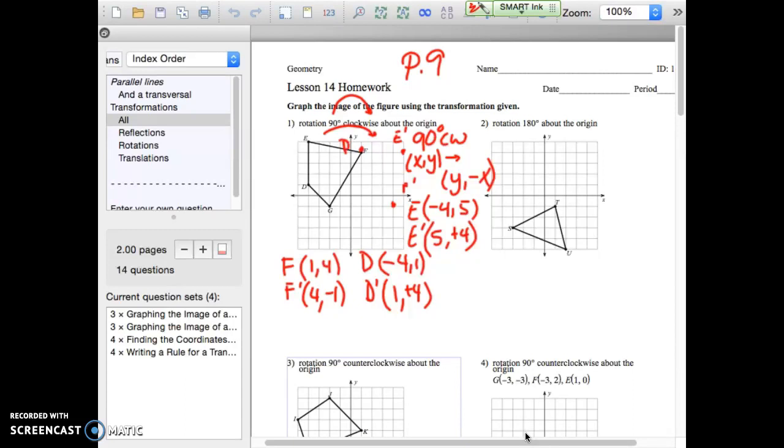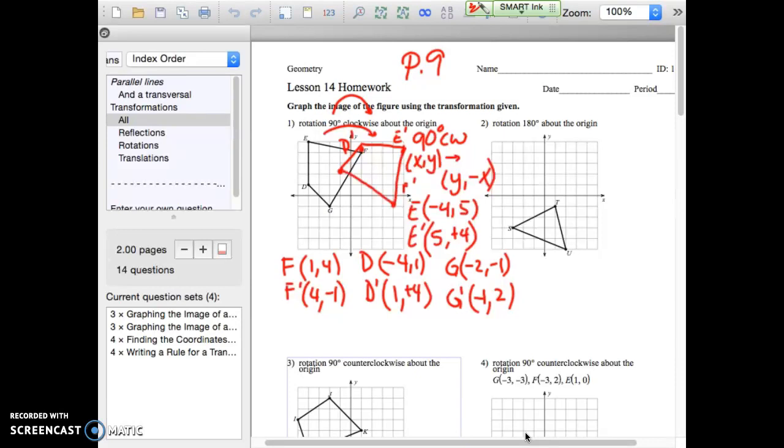This is D prime, and then G, the coordinate G is at (-2, -1). So for G prime, the coordinates are going to flip-flop, and then the 2 is going to become positive because it goes to the opposite. So I'm going to go -1, up 2, it should be here. So then when I connect my dots, I should get the same shape. It's just rotated.